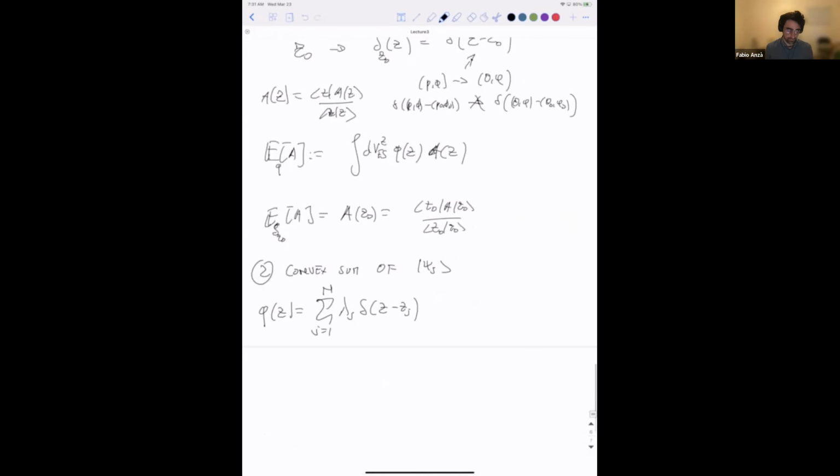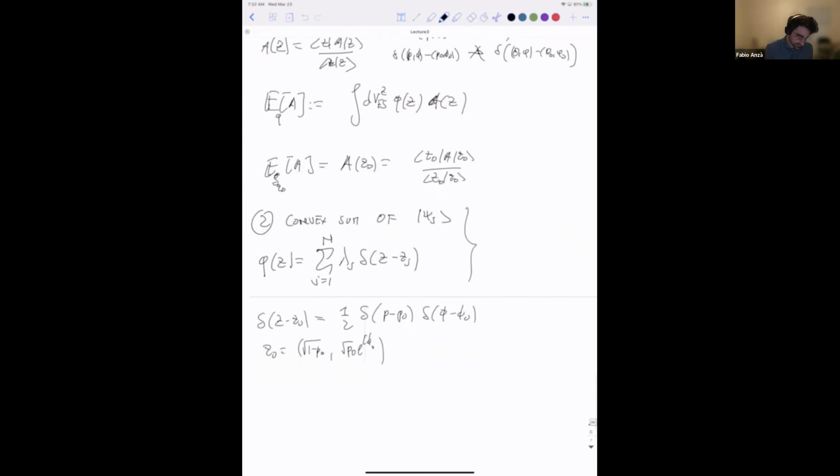But as for many of these things, the advantage of using probability coordinates is that delta of z minus z0 in probability coordinates is simply 1/2 delta p minus p0 delta phi minus phi 0, where z0 is just equal to square root of 1 minus p0, square root of p0 e to the i phi 0. All right, so let's get back to this.